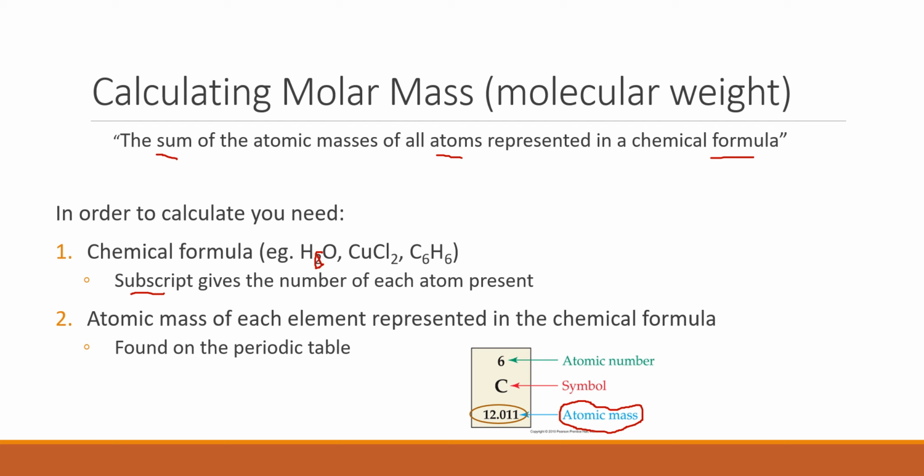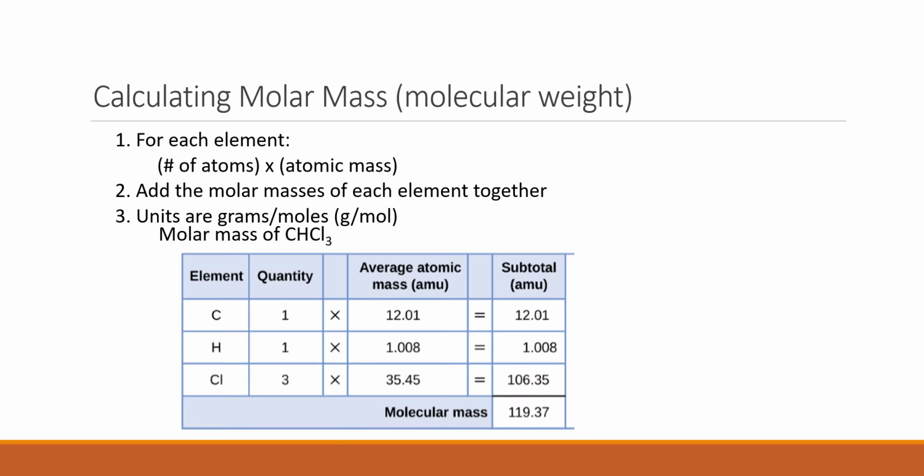So in the case of water, for hydrogen, there's 2. Oxygen, since there is no number present, would just be 1. The other piece of information you need in order to calculate molar mass is the atomic masses of each element that are represented on the periodic table. So let's look at an example. We're going to look at calculating molar mass for CHCl3.